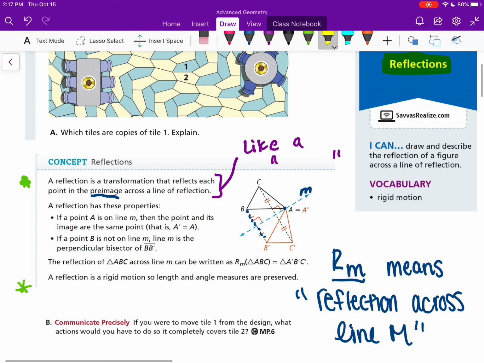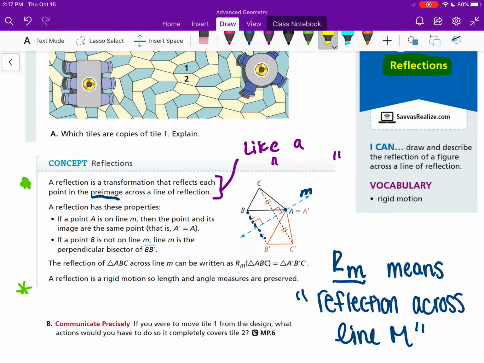So the concept. A reflection is a transformation, so a movement, that reflects each point in the pre-image. Pre-image is what we call our starting image, across some line of reflection. And it's pretty much just like a flip, like you have a reflection in a mirror where it flips your appearance around.